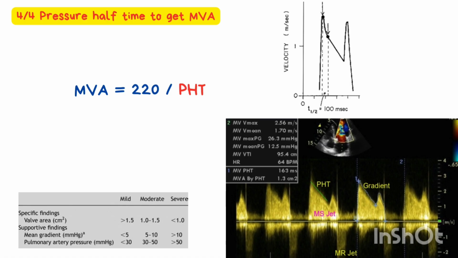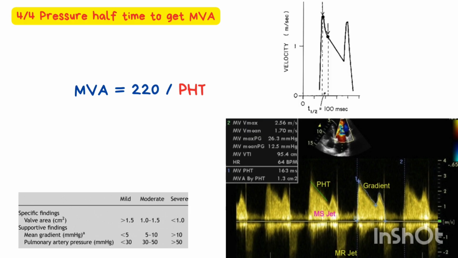Let's move on to another important method for assessing mitral stenosis, pressure half-time, or PHT. It is measured in milliseconds. PHT is the time it takes for the pressure gradient between the left atrium and left ventricle to fall by half during diastole. On Doppler, this means measuring from the peak of early diastolic flow to the point where the gradient has dropped by 50%.